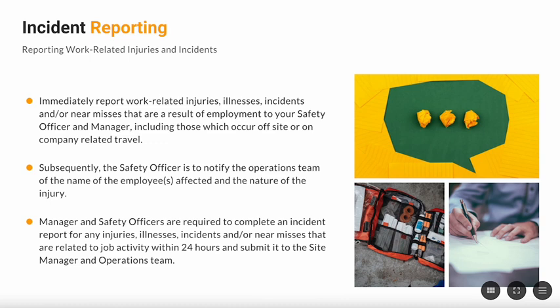The safety officer is responsible for notifying the operations team of the name of the employees affected and the nature of the injury. The manager and safety officer must also complete an incident report for any injuries, illnesses, incidents, and/or near misses related to job activity within 24 hours and submit it to the site manager and operations team. This report should include details of the incident, the cause of the incident, the action taken, and any preventive measures that have been put in place to prevent a recurrence. Incident reporting is important to identify potential hazards, analyze trends, and implement corrective actions to prevent future incidents from occurring.